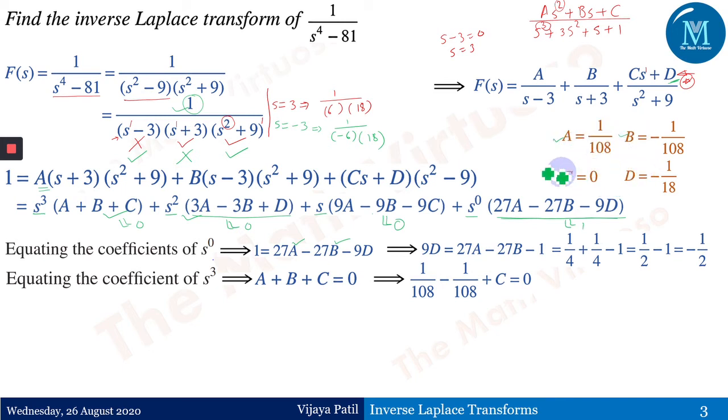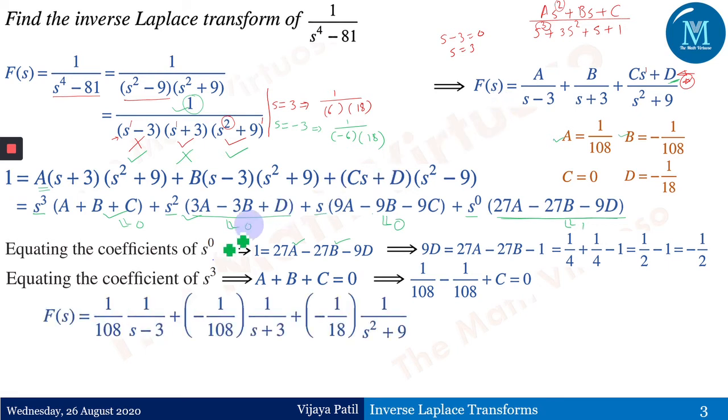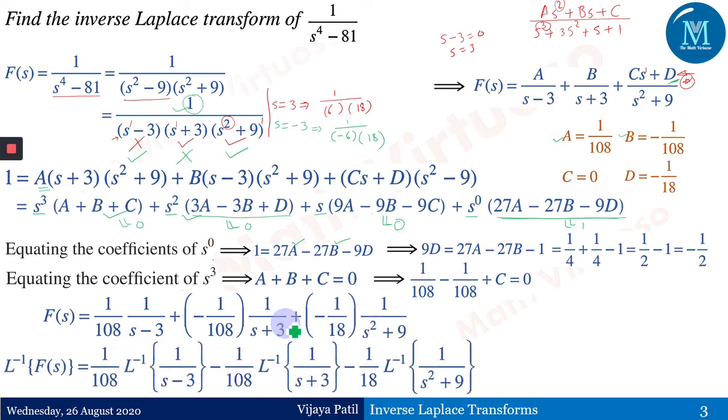Take these values and put them in the bracket in f of s. You will get 1 upon 108 into 1 upon s minus 3, plus minus 1 upon 108 into 1 upon s plus 3, plus minus 1 upon 18 into 1 upon s square plus 9, and then just apply the Laplace inverse and the linearity property. Because of the linearity property, 1 upon 108, minus 1 upon 108 and minus 1 upon 18 will come out of this L inverse operator, and you will remain with this.